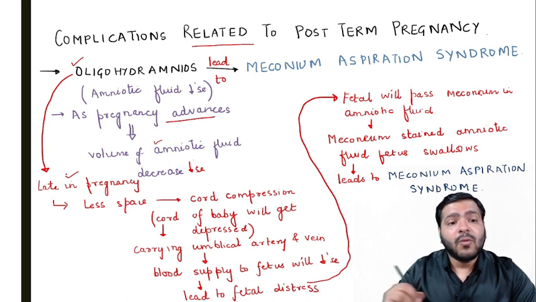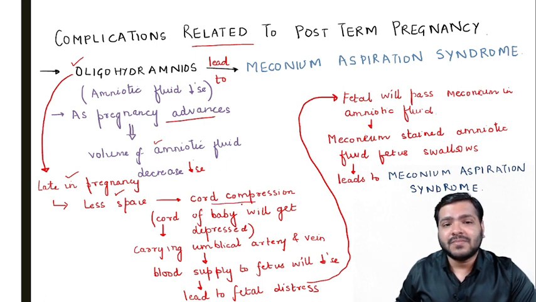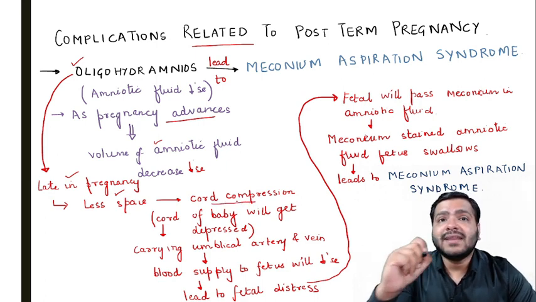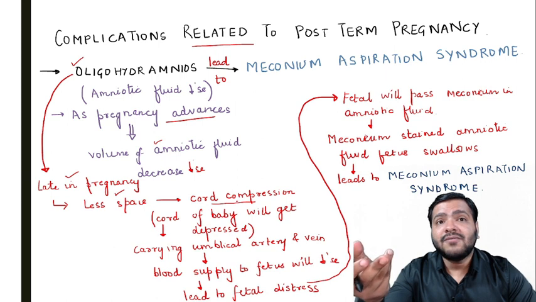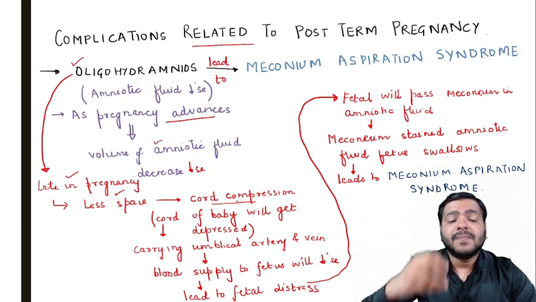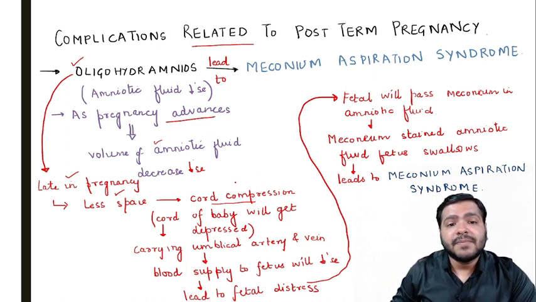Okay. So what will happen? There will be less space. Less space will actually lead to cord compression. The umbilical cord of the baby will get compressed because of less space. Amniotic fluid, if it is present, is providing space for the fetus to develop. Ultimately, if there is less space, cord compression will be there.